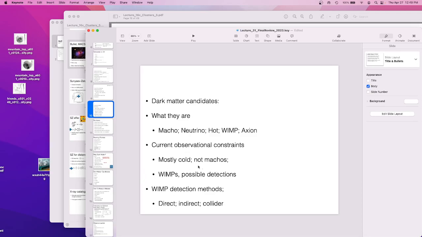Also, be familiar with how we are looking for them. We have direct detection, indirect detection, and colliders. So this is actually seeing it, this is seeing it somewhere else, and this is making it.